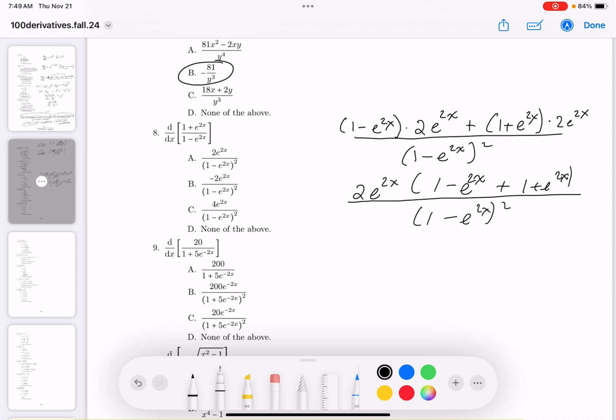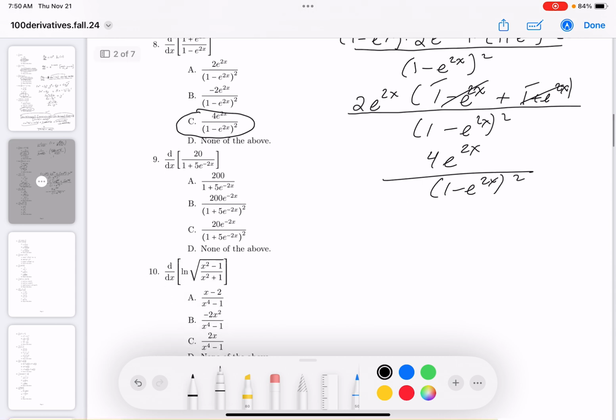What I notice about the top, by the way, is it doesn't look that bad. For example, this cancels that. Did I make a mistake over here? No, I didn't make a mistake. It looked okay. 1 plus 1 is 2, so I'm seeing 4 e to the 2x over 1 minus e to the 2x, squared. Do I see that in the key? I do. I see that's right over here. All right, so that one's done.